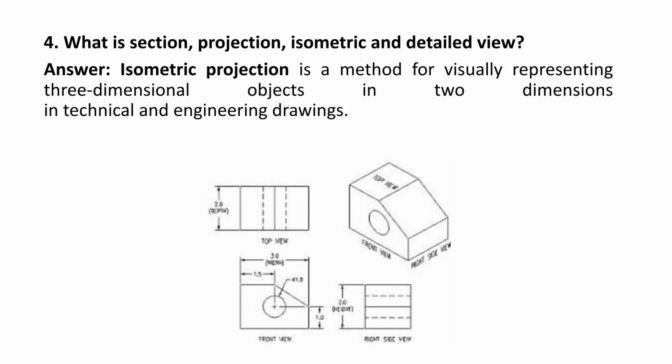Next question, what is isometric projection? So here you can see the orthographic and the isometric projection. Okay, so the isometric projection is a method for visually representing three-dimensional objects in two dimensions in technical or engineering drawing. Okay, so here you can see the orthographic projection and the isometric projection for the object.